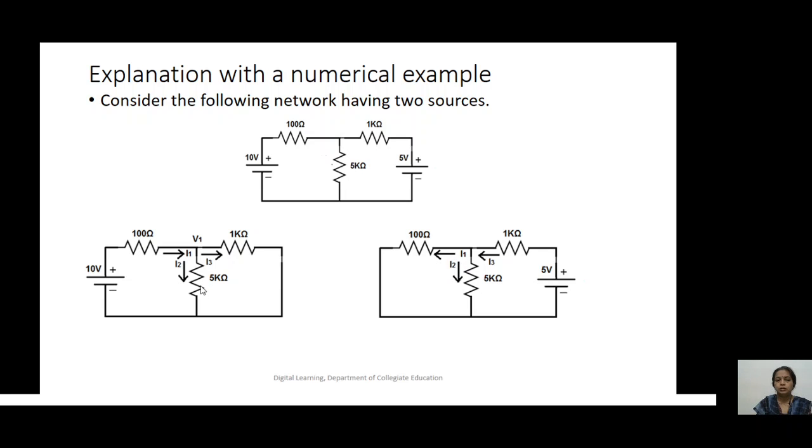Suppose we want the current and voltage across 5 kilo ohm, then we will find out what is the current in the first circuit, that is I2 from the first circuit, then I2 from the second circuit. We will add these two, that is the current when both the sources are present. So, when both the sources are present, let us say I is the current, that I is equal to I2 from figure 1 plus I2 from figure 2.